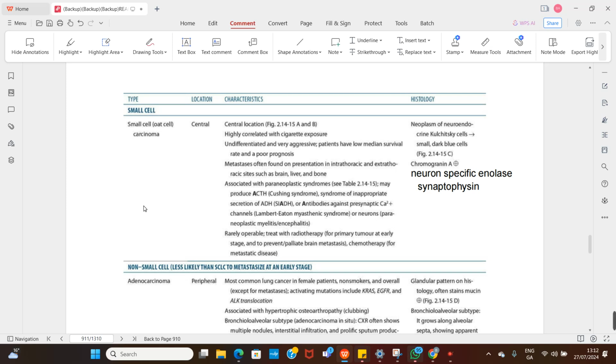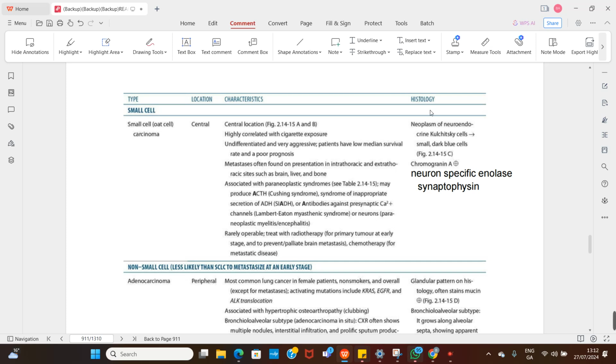Most of the time they are central. The small cell is central in location. And they are very much associated with smoking. Most of the time they are smokers. They are undifferentiated. They don't look like the normal lung cells. That's it. They are different.